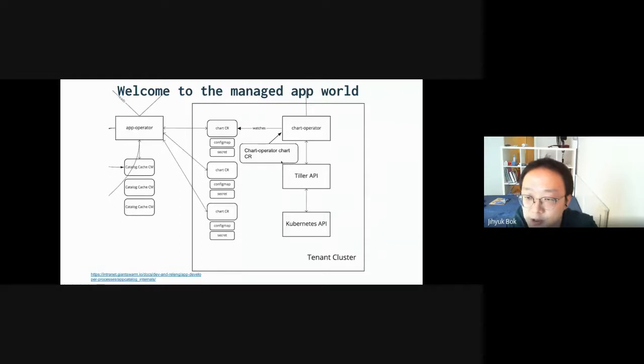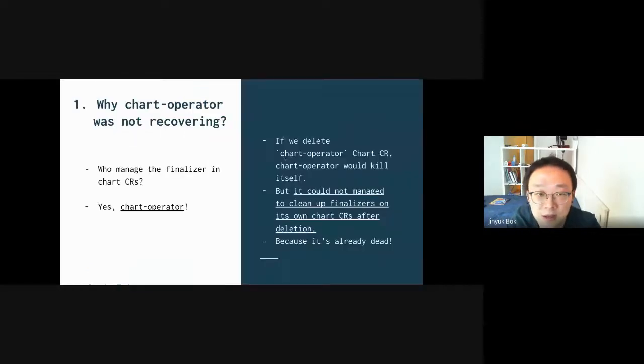There's a chart CR, and the chart operator reconciles it. This means that whenever we need to update or delete this chart, we also need to perform these operations by editing or deleting the chart CR. And why was the chart operator not recovering?